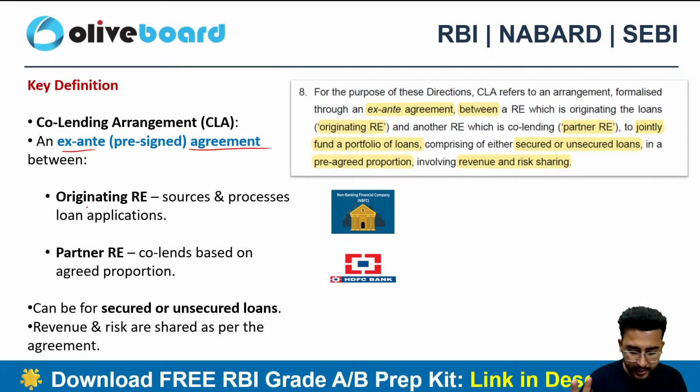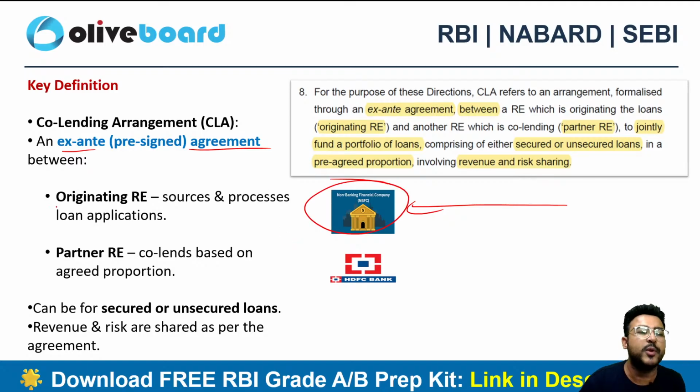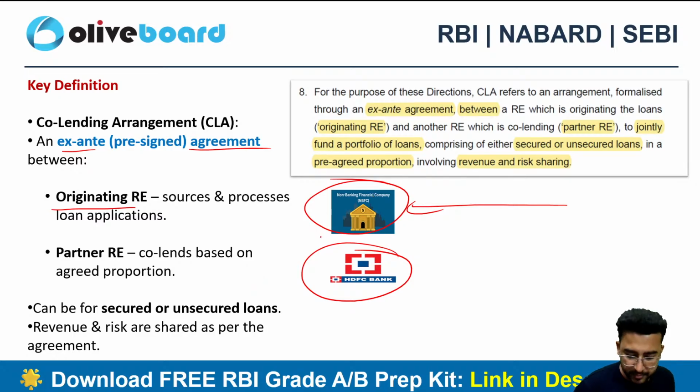There will be two RE. There will be two regulated entity. One is the originating RE. Second one will be the partner RE. So whosoever is bringing the customer to the table will be the originating RE. And the second one will be the partner RE. Let's suppose the customer is coming via NBFC's platform. So NBFC here will be the originating RE and the HDFC Bank will be the partner RE here, right?